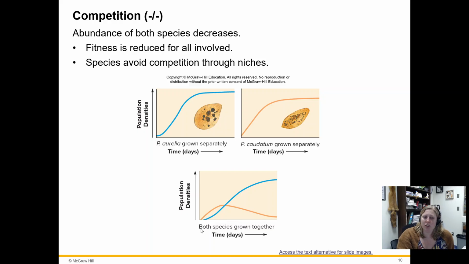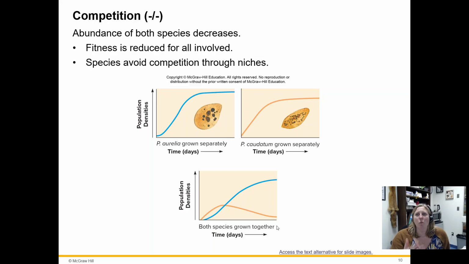in both populations. Paramecium aurelia still does well, and it will still have a huge population compared to Paramecium caudatum, but it's dropped down to about 80 individuals from 95. So we've lost about 15 individuals total, and that is a decrease in fitness, right? Fitness being those number of babies being born. Paramecium caudatum actually dropped from 80 individuals to about 5.